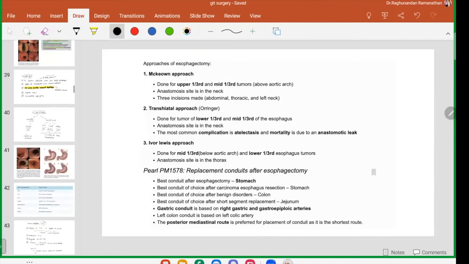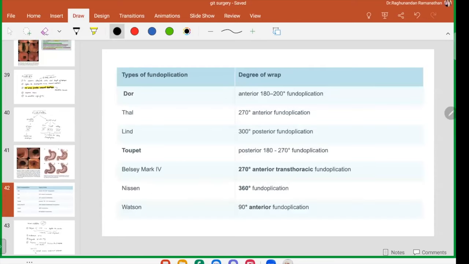remember, there are various types of fundoplication. The first one which we discussed is Nissen's fundoplication, a 360 degree fundoplication. Then you have Dor's fundoplication, an anterior 180 degree fundoplication. You also have the posterior 180 to 270 degree fundoplication, that is your Toupet.